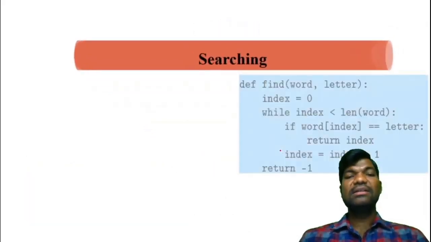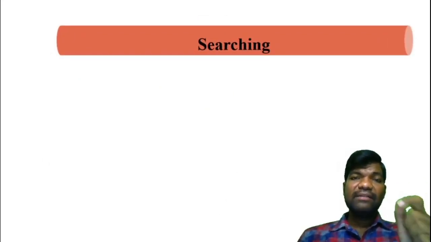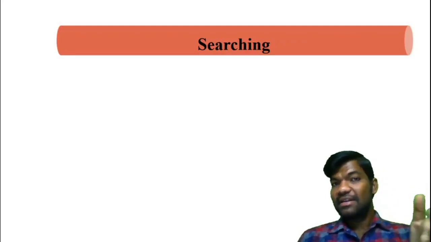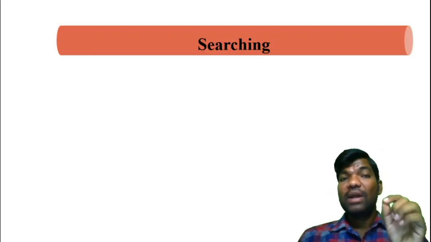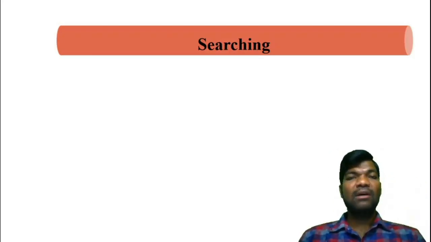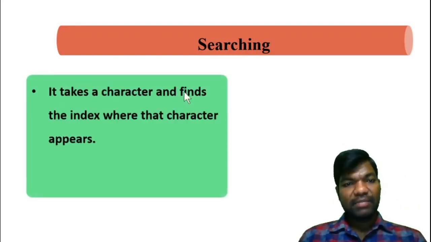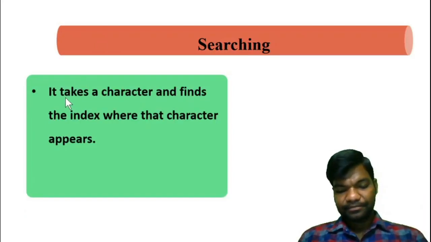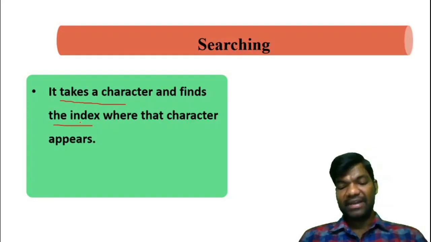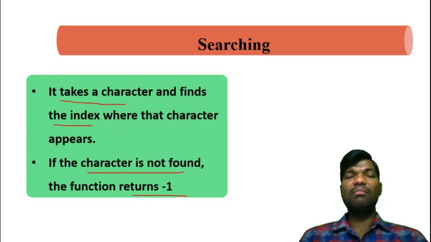Next, coming to the searching concept. Searching means, previously you were giving the index and finding the character, but searching means the reverse. That means you give the character and it will return the index value, right? So that is called searching. By using the character, it takes the character and finds the index. If the character is not found, what will it return? -1.